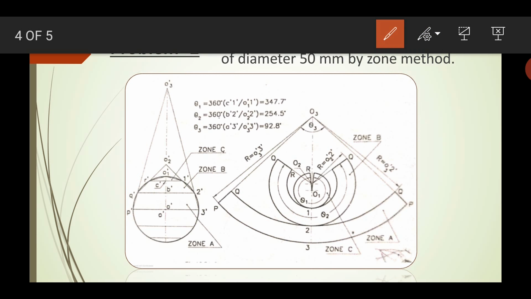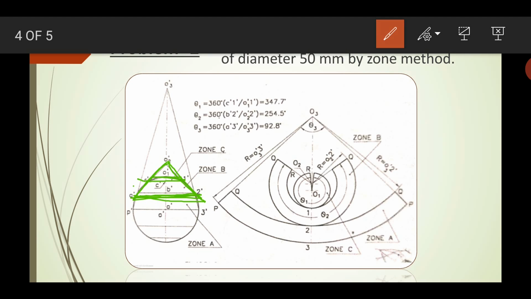Now similarly you find the second one. I'll clear this. In the second one, you mark Q dash and 2 dash, and then this triangle, similarly, try to open it. So how are you going to open it? This part will be zone 2.